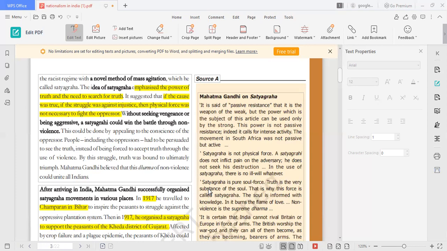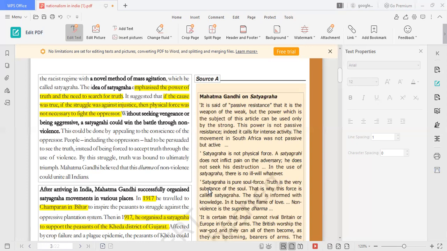Gandhiji met the peasants in Kheda district and explained his idea of Satyagraha, and he organized a Satyagraha movement in Kheda district of Gujarat also in the next year. In many books the first one, Champaran Bihar, is given as 1916; in this book it is given as 1917. Then in 1915, Gandhiji returned to India. In 1916, he organized the peasants' Satyagraha movement in Champaran, Bihar. In 1917, he organized a Satyagraha movement to support the peasants of Kheda district of Gujarat.